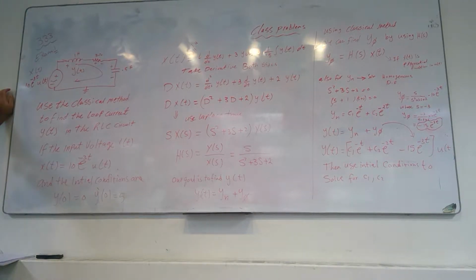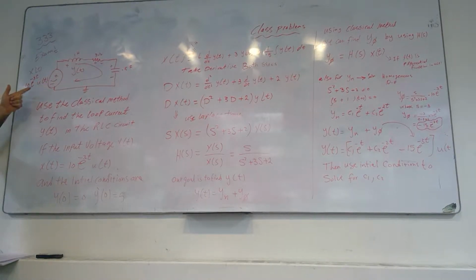Okay, so this is a similar problem to the previous one, but here we're approaching it with a different method. We're using the classical method to solve, and this method is good for avoiding convolution. Our goal is again to find the loop current as our output. We are given an input, but we don't have the system, so we need the system. Then we can take the input and the system and do convolution like the previous one.